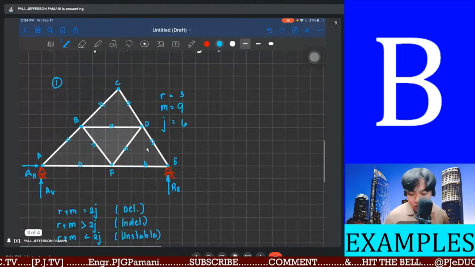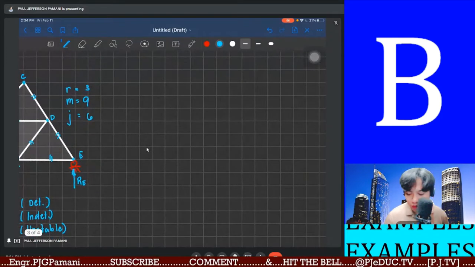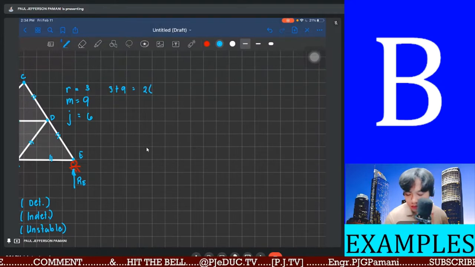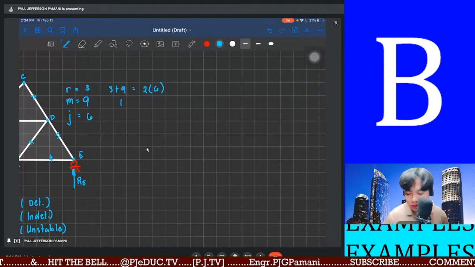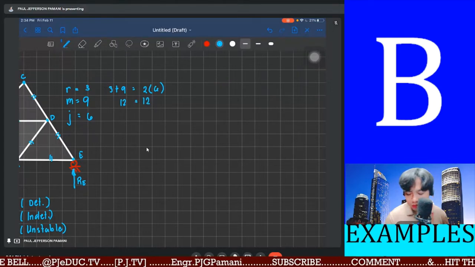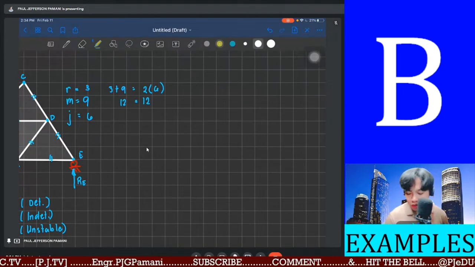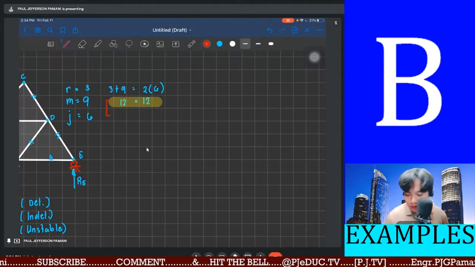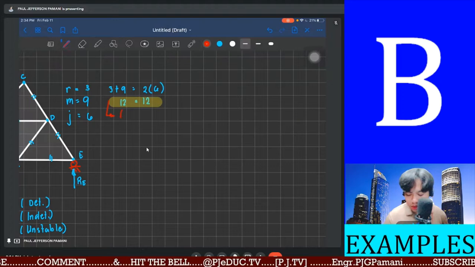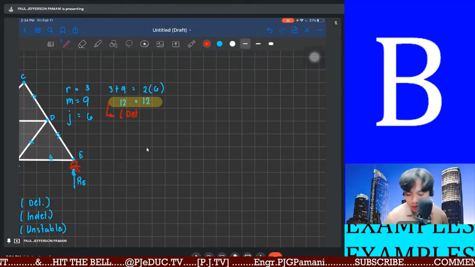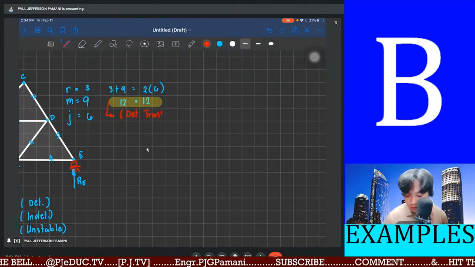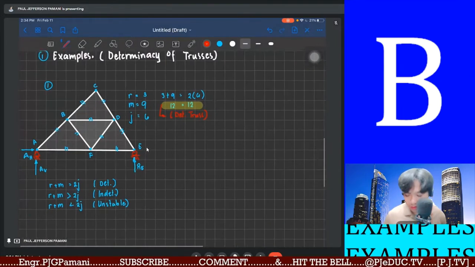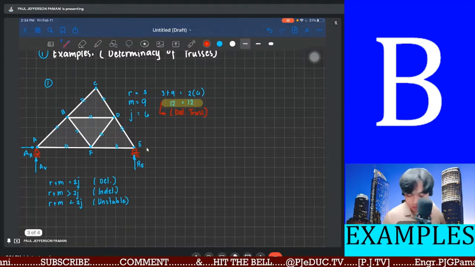So, filling up the formula, we have R plus M, that is 3 plus 9 equal to 2 times the number of joints, 6. That is 12 equal now to 12. Therefore, this given truss system is a determinate truss with 0 degree of indeterminacy. Nakuha yan?